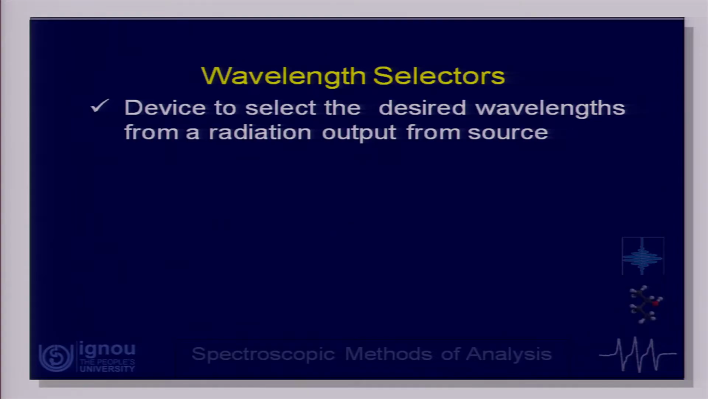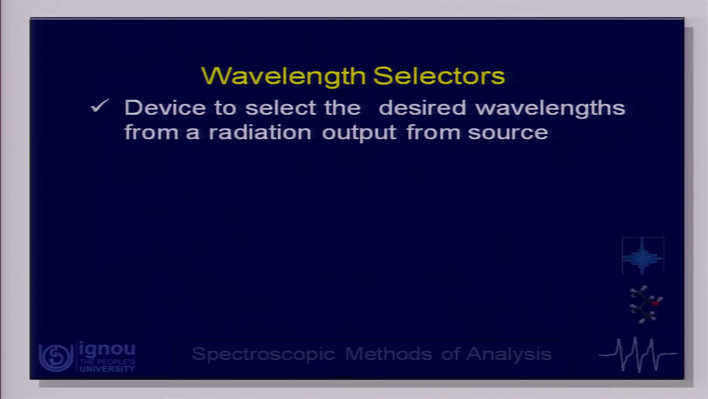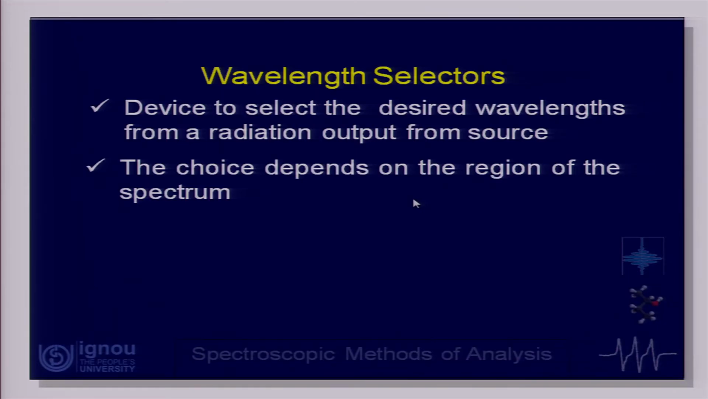Now, let us move further and talk about the second essential component of a spectrometer, which happens to be the wavelength selector. What we are seeing is that we have a source giving us radiation along a very broad range. So, I need a device which can select part of this range, that is, a device which can select the desired wavelengths from a radiation source. Okay. Now, there are different types of wavelength selectors, and the choice will depend on what region of the spectrum I am talking about.